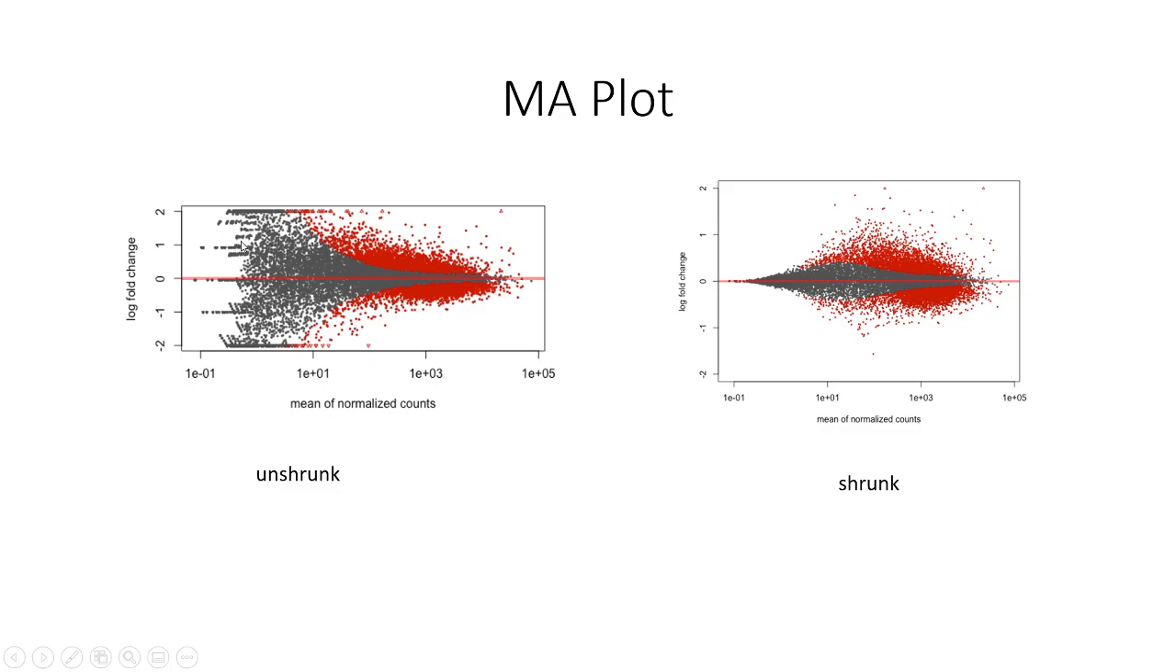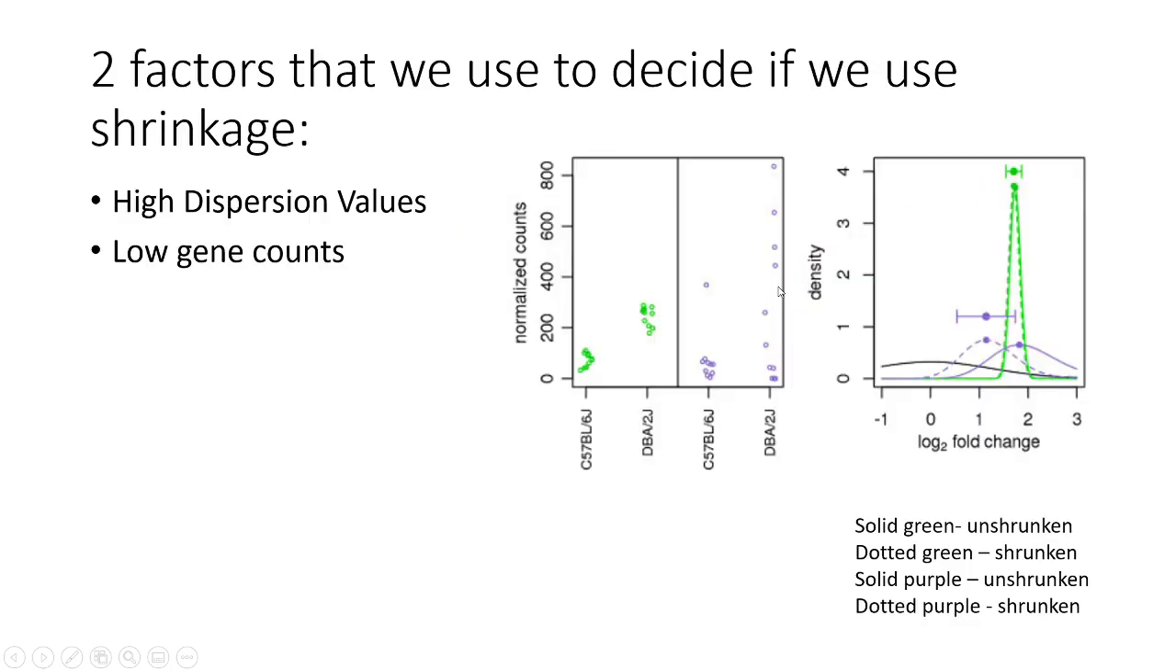Here we have an MA plot with all the genes compared to the mean of how many counts map to the RNA, to the transcript. What shrinking does is it basically shrinks this part down. It shrinks the log fold change from really high to low. That's just roughly what it looks like. I'll explain some more later.